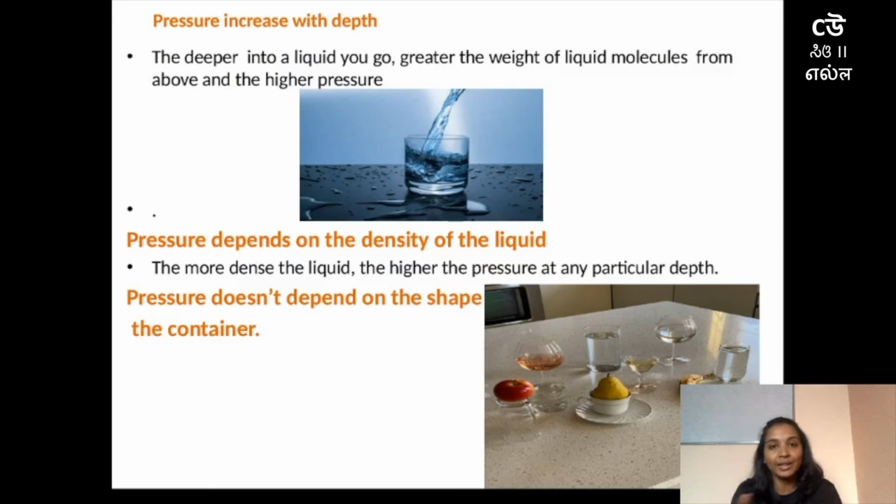Therefore, what we can conclude, how are the liquids and gaseous molecules? Gaseous molecules also act in a similar way to how liquid molecules behave. That is, gaseous molecules also exert pressure in all directions, and also the pressure in gaseous molecules depends on the density. In detail about atmospheric pressure I'll be explaining in my next video. In this video I have explained what is pressure and how liquids exert pressure on the container in which they are present. Thank you.